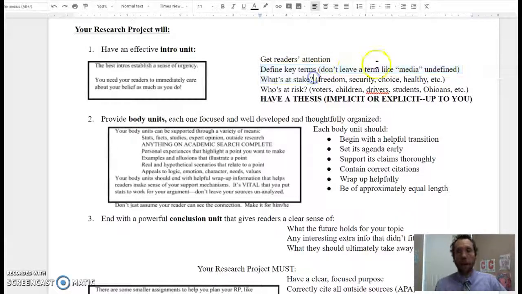You want to set the parameters of your essay by defining key terms. What do you mean by the media? I'm not going to let you get away with using the media as a term that doesn't need defined. It does need defined.